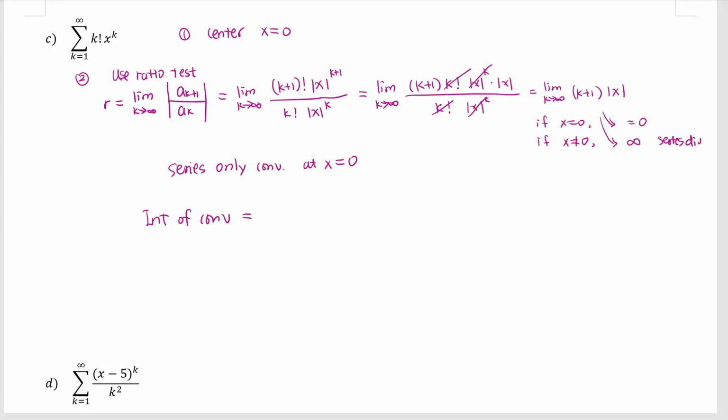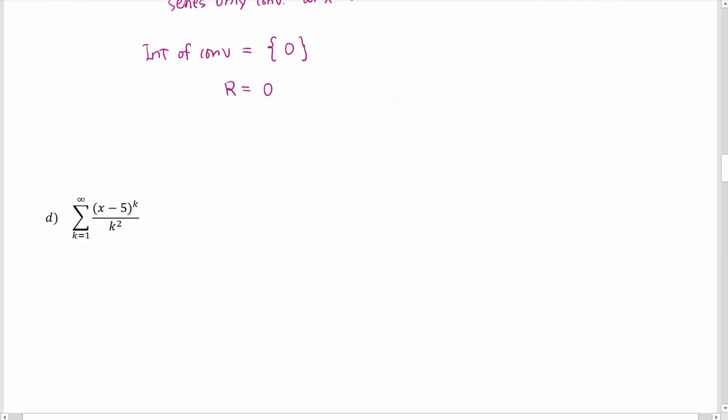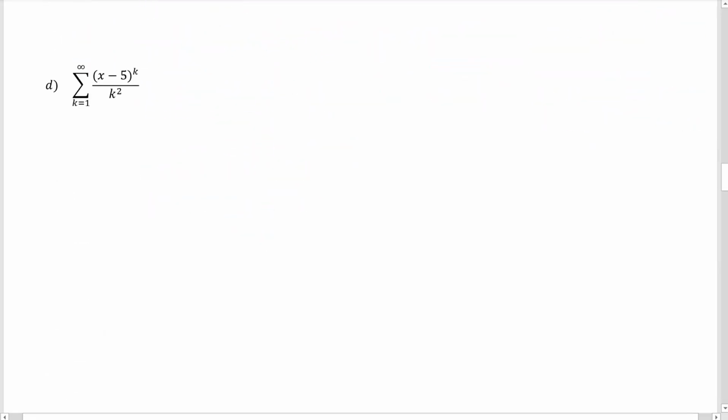How do you denote a single point? Well, we use a set to denote it, so a set containing only one point. And what is the radius of convergence? 0. Okay, so this is an example of the third case. It only converges at the center. So now we have seen examples of all 3 cases. So I hope that you can pause the video and work on this problem on your own.